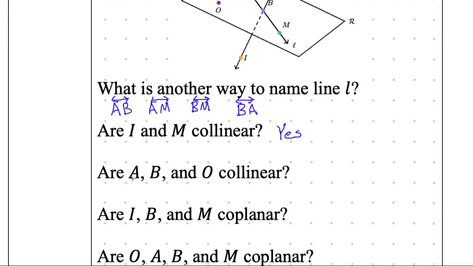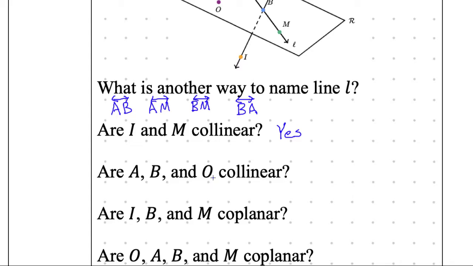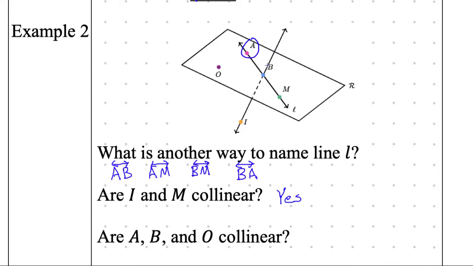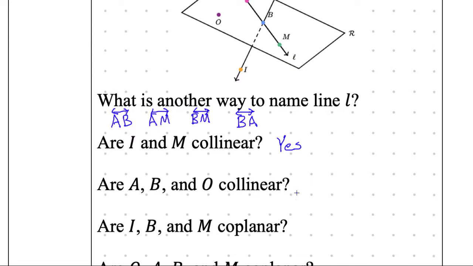But let's try 3 points now. Are A, B, and O collinear? Let's look at it. A, B, and O. Okay, those are not collinear because they're not on the same line. If I would have done A, B, M, that would be on the same line. Or if I did B, I, well, those are always collinear. Things that are on the same line are collinear, so this one is no. Those were not on the same line.